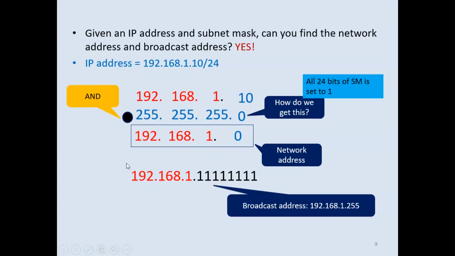If you remember, when you AND something with 0, it is 0. If you AND something with a 1, you get that number. So here, these are all ones. Of course, this will be 192.168.1.0. And this will give you the network address. Again, putting the host portion to all ones will give you the broadcast address. Easy.